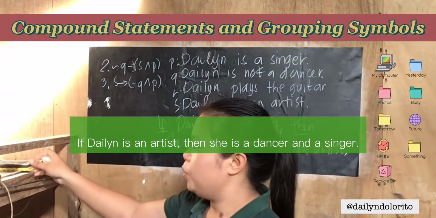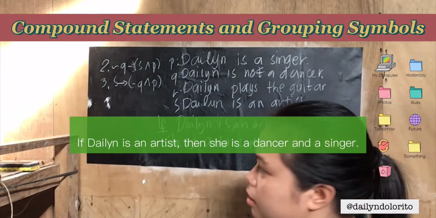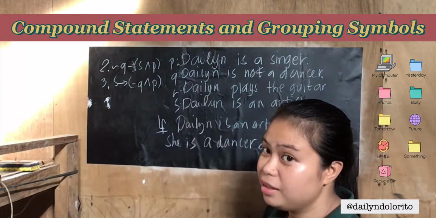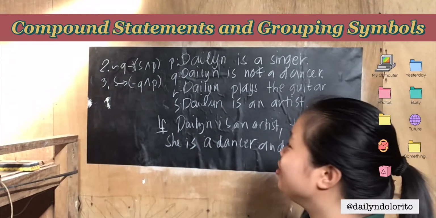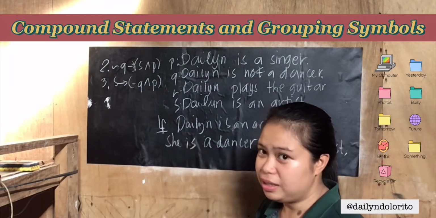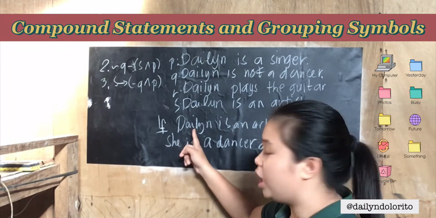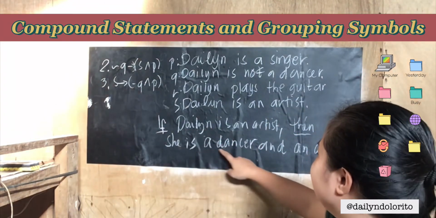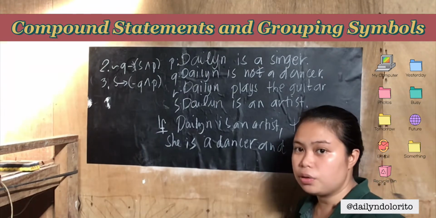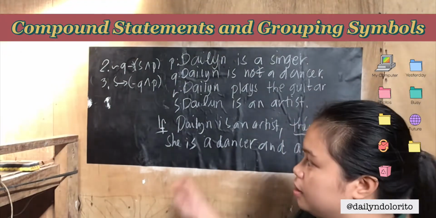Maybe a lot of you are very sensitive about writing Dailyn versus she instead of Dailyn. According to the rules of English, you don't need to write the name again because we have only one subject, which is Dailyn, which is me. There is only one subject we're talking about here, and that is Dailyn and only Dailyn. So, if Dailyn is an artist, then she is a dancer. We changed Dailyn into she because I'm a girl. She's a dancer and an artist. I did not put another she because it's already been stated in the first one, but it basically depends on you. I just applied some English grammar here. So that's it for today's example.